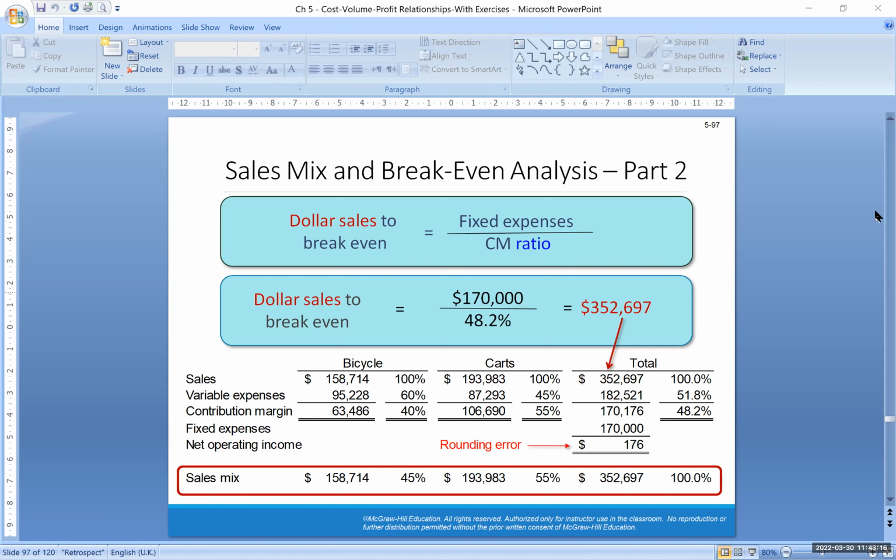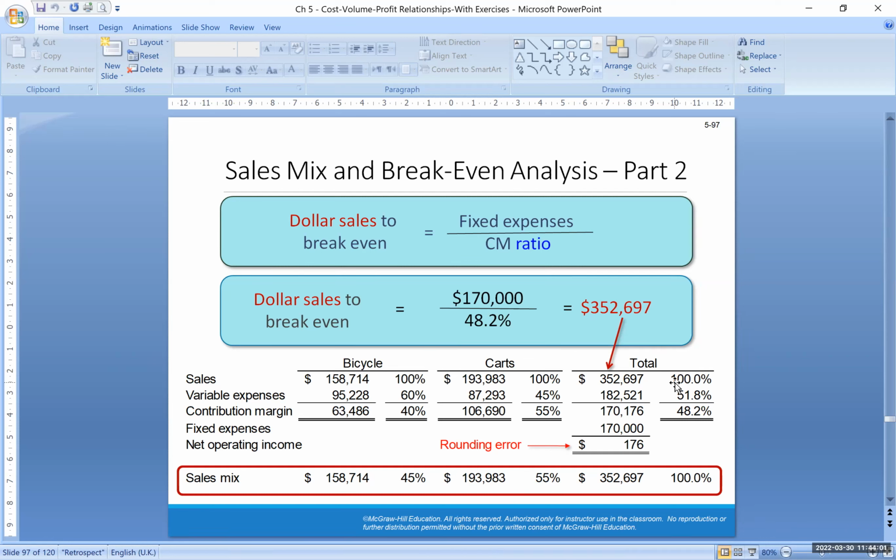Now, if you use the full number for the ratio, we need to divide the 170,000 by 0.48181818. So the rounding error will have a net operating income of 176. Theoretically, the net operating income here should be zero. Why? Because we are talking about a break even. So just keep it in your mind, we do have a rounding error. By the concept of break even, the net operating income should be zero.